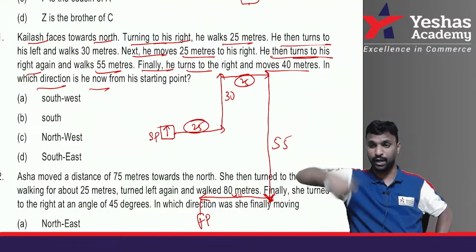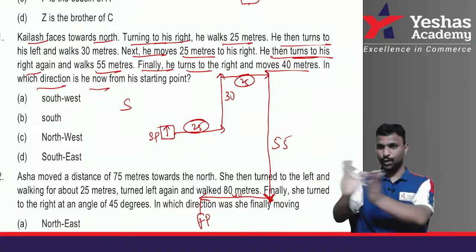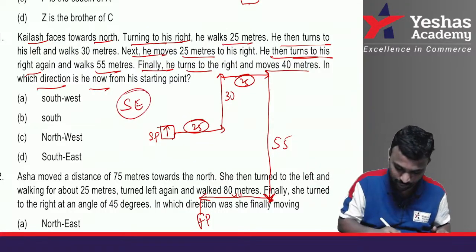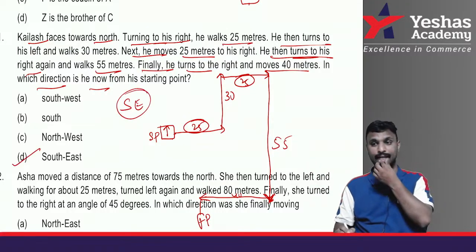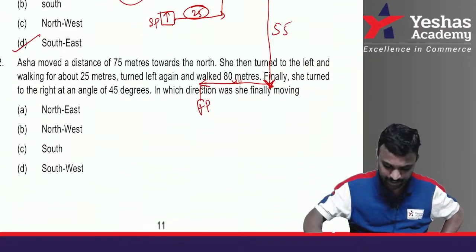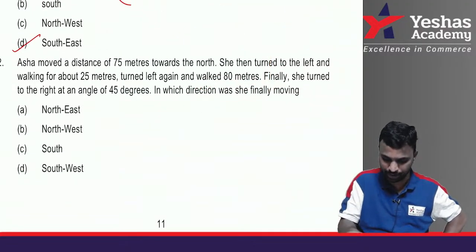Which direction is he now from the starting point? From the starting point it is below. Below means south, slightly towards the right. That means east. Therefore, the answer is southeast. Option D is the right answer. Is this clear? Moving on to the next question, question number 52.